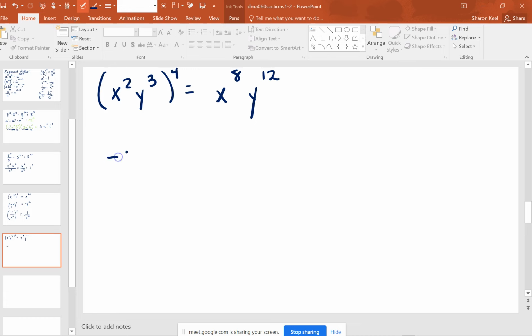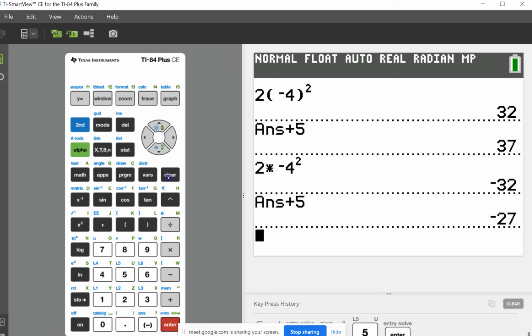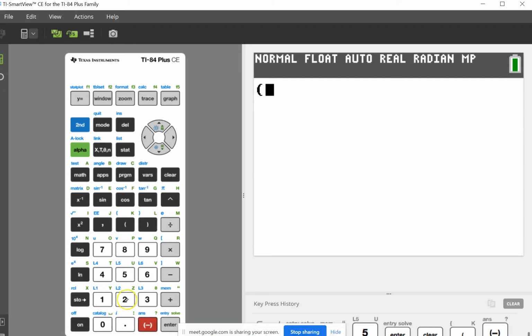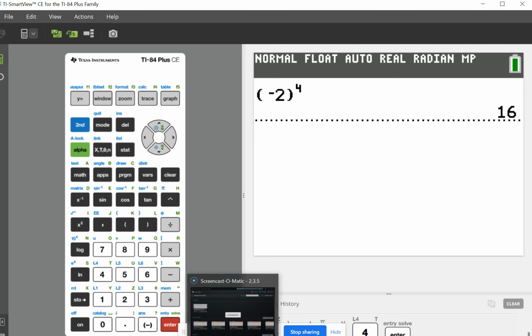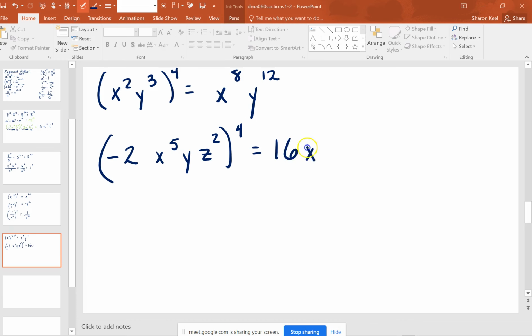If they happen to throw in a number with this, so let's take one where we have numerals in it. Now notice in this case, we have -2 and then it's to the 4th. So when you're utilizing your calculator, you need to take that negative sign, and when you raise it to the 4th power, it's going to be a positive 16. Okay? So that's going to give us here positive 16. And then x, 5 times 4 is 20. It's an understood 1 times 4, which is 4. And for the z, 2 times 4 is going to be the 8.